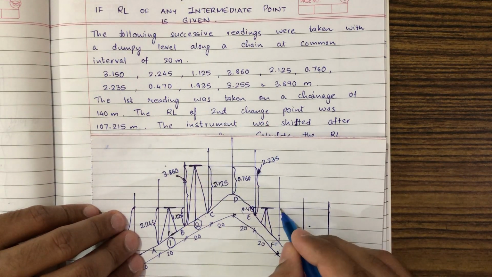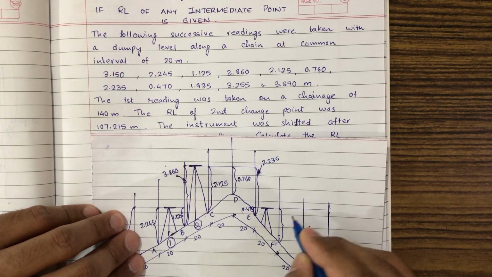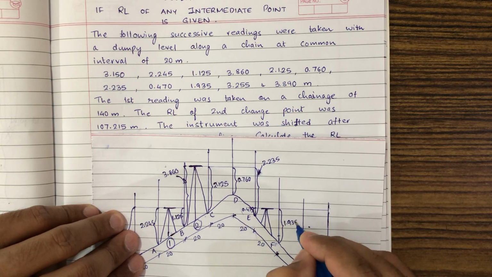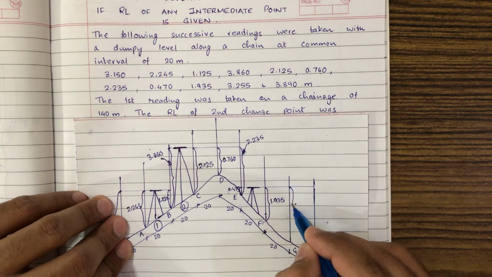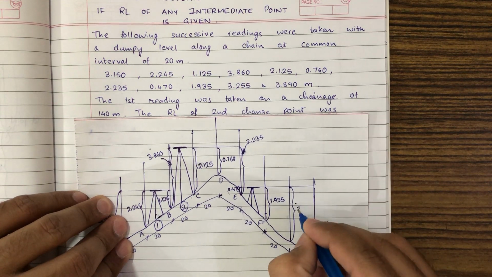Then here next reading comes out to 1.935. This reading comes out to 1.935. Then this reading comes out to 3.255.